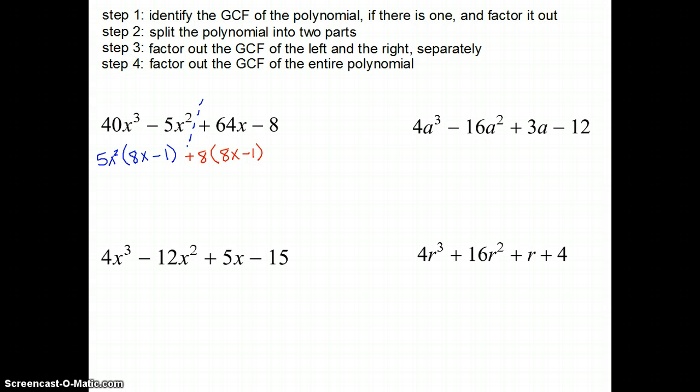Step 4, I look for the greatest common factor of the entire polynomial. That would be this 8x minus 1. Factoring that out, I am left with the 5x squared plus 8 in my second set of parentheses. Go ahead and take a moment to pause the video and try the next 3 on your own.